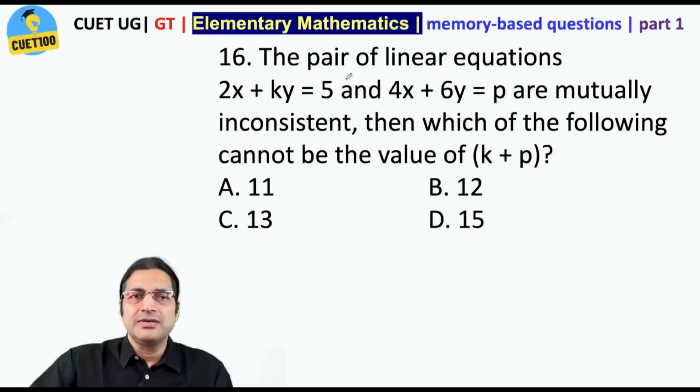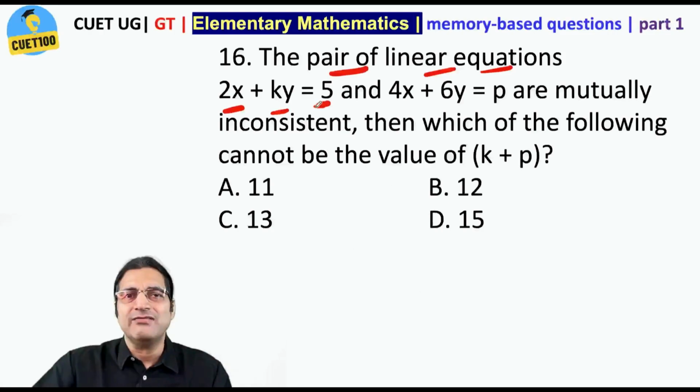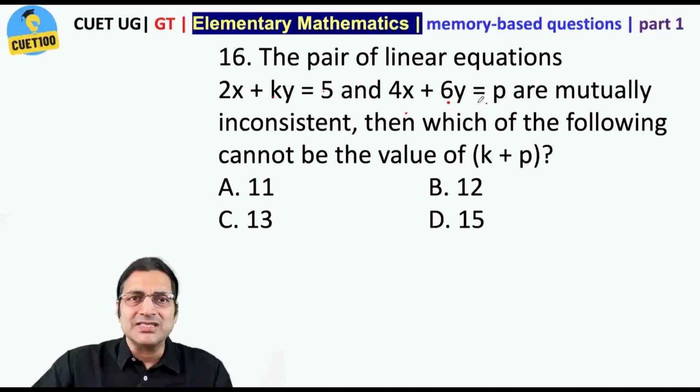All right. The pair of linear equations 2x plus ky is equal to 5 and 4x plus 6y is equal to p are mutually inconsistent. It means there cannot be any solution. Then which of the following cannot be the value of k plus p? Here the easiest thing that we can do: let's make them the same line so that we have infinitely many solutions, and if we have infinitely many solutions, it means they are not inconsistent.